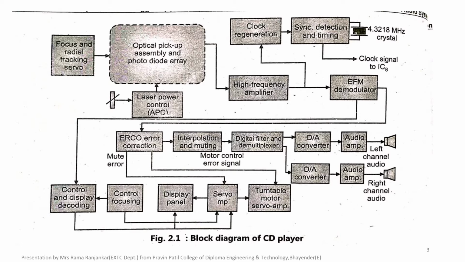So here the different blocks I have given: focus and radial tracking servo, then optical pickup assembly, clock circuit is also there. Then the signal from the EFM demodulator is connected to the control and display decoding, as well as forwarded to the ERCO error correction or detection circuit. And in this way it produces the output which is forwarded to the left and right channel of the loudspeaker.